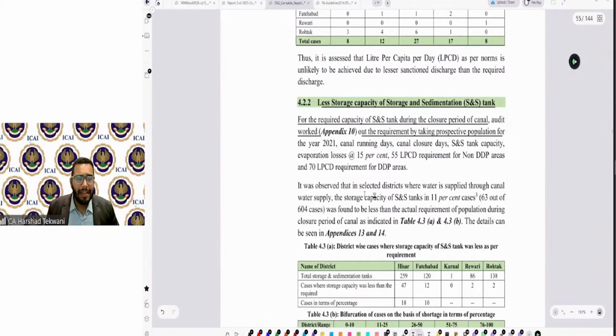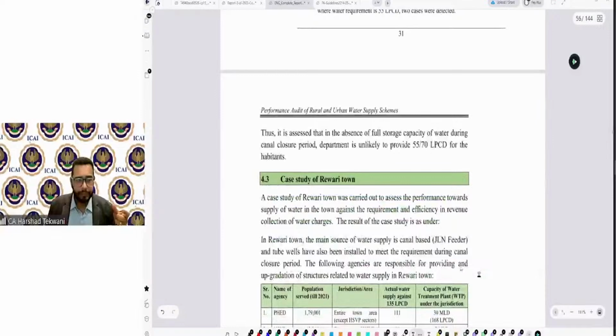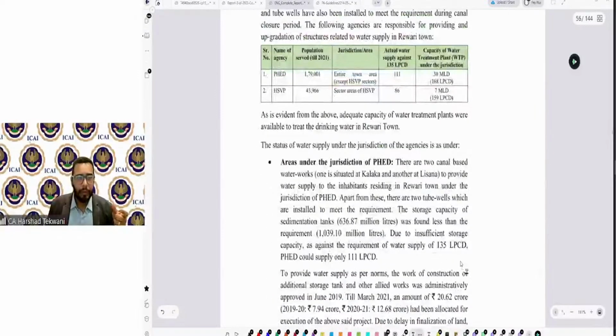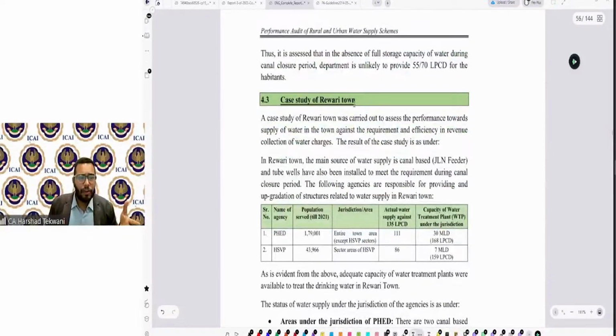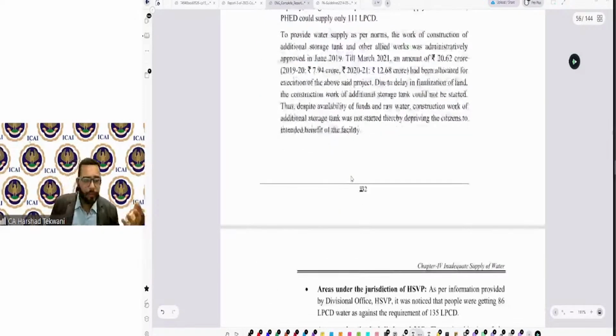It was observed that in selected districts where water is supplied through canal, 11% of cases were found to be less than the actual requirement of population during the closure period. It means there was a compliance requirement based on the population, and the actual case was less than the required. Now you have a case study basis also. So in testing, we saw there is case study basis testing also.